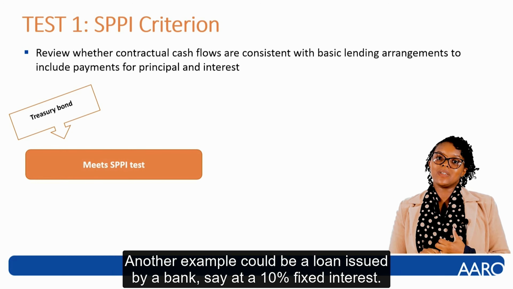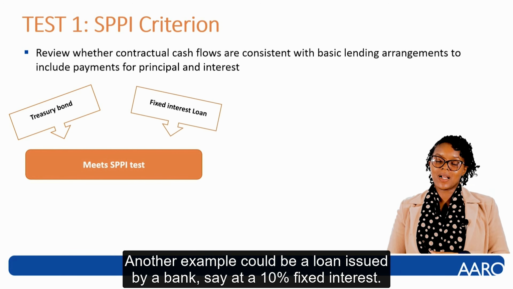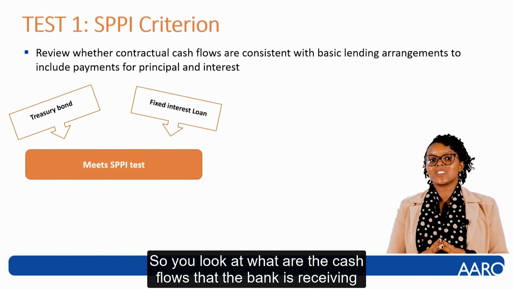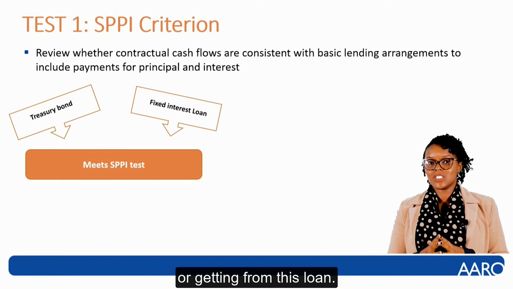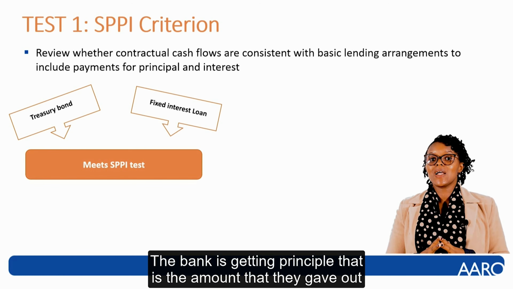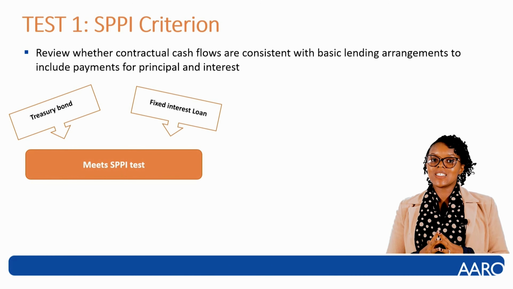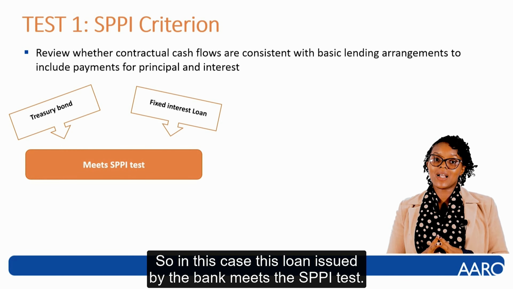Another example could be a loan issued by a bank, say at a 10% fixed interest. So you look at what are the cash flows that the bank is receiving or getting from this loan. The bank is getting principal, that is the amount that they gave out, and interest, that is the 10% interest. So in this case, this loan issued by the bank meets the SPPI test.